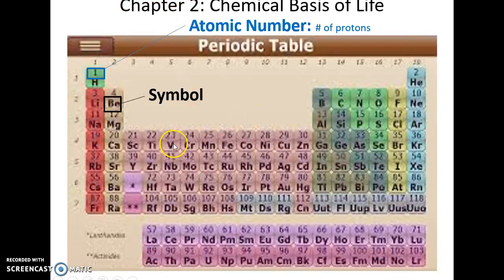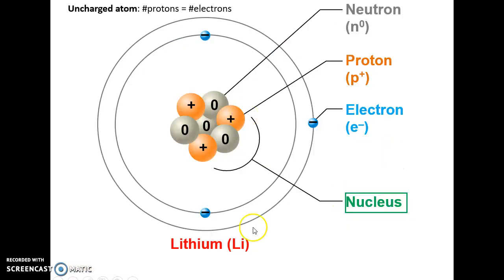When you look at the periodic table, you see what's called the atomic number. Atomic number is the number of protons in that element. So hydrogen has 1 proton. Its atomic number is 1. Helium 2, lithium 3, and so forth. You also see below that the symbol, the 1 or 2 letter symbol for that element: H for hydrogen, Li for lithium, B for beryllium.